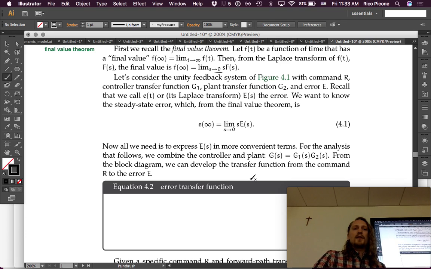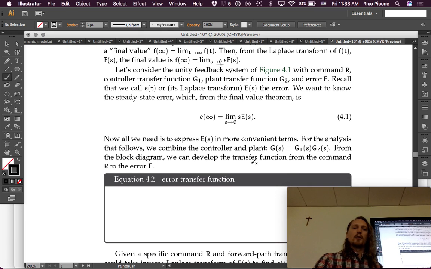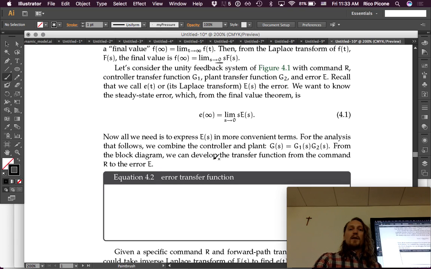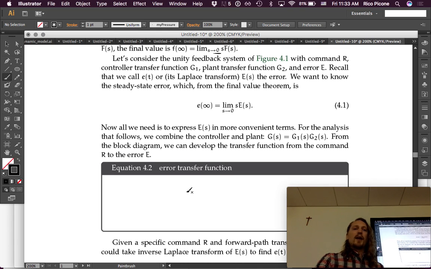For the analysis that follows, we combine the controller and the plant into one transfer function. So G1, G2 becomes G, just the forward path transfer function.